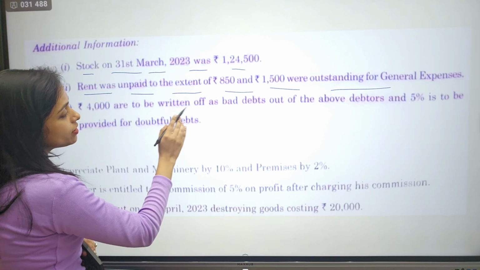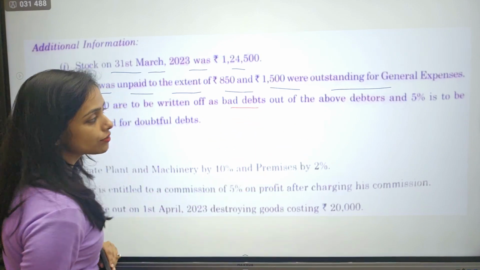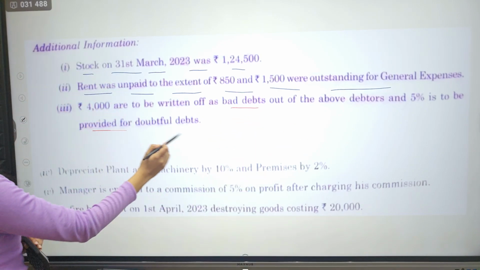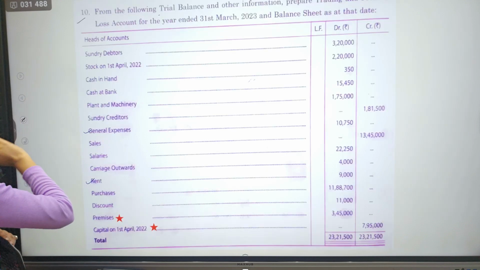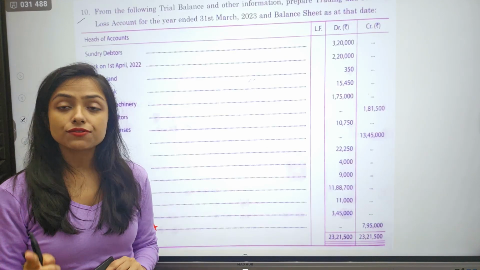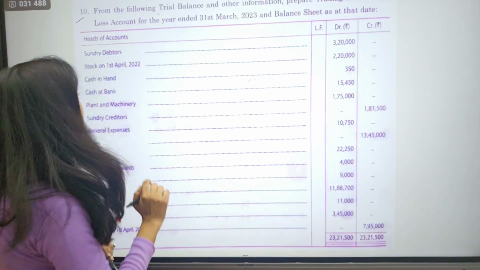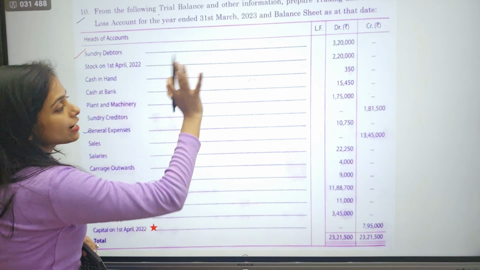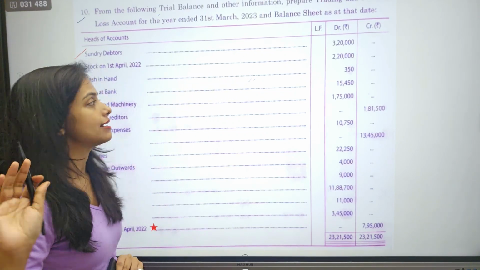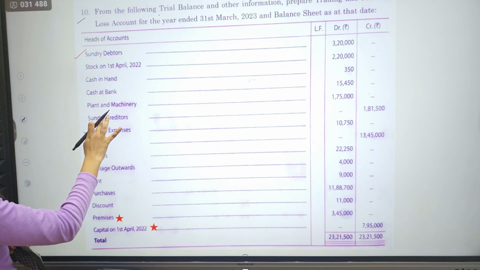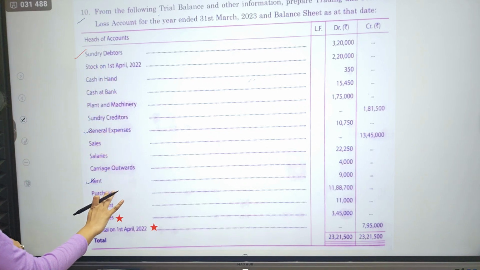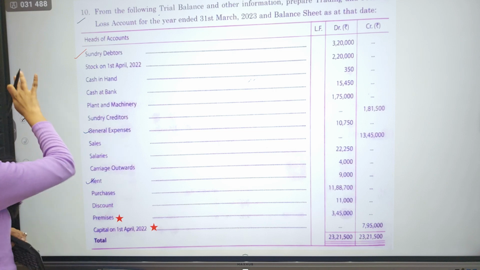4,000 rupees are to be written off as bad debts out of the above debtors, and 5% is to be provided for doubtful debts. Clear? So according to my summary, first we are going to find out all the things that are inside the trial balance. Sundry debtors, 3,20,000, write it in the balance sheet's asset side. Next, do we have any bad debts or any provisions? We don't.